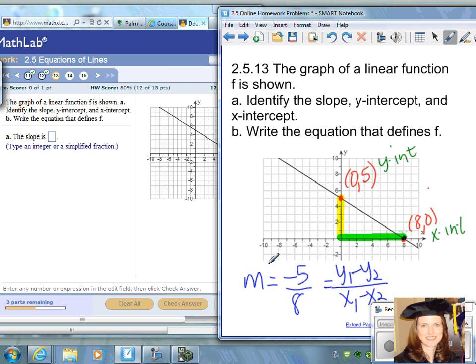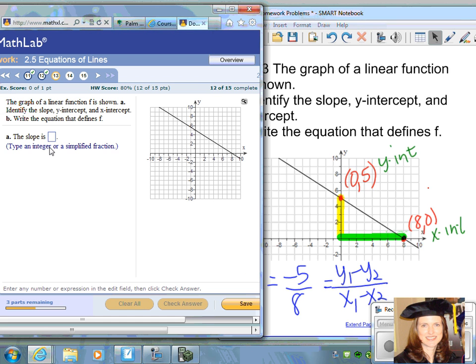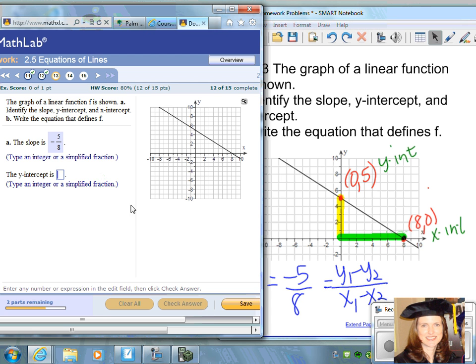Now let's go ahead and check our work. The slope is negative 5 over 8. Okay, the y-intercept, that is 0, 5, or we can type in 5. The x-intercept, where it crosses through the x-axis, is 8.